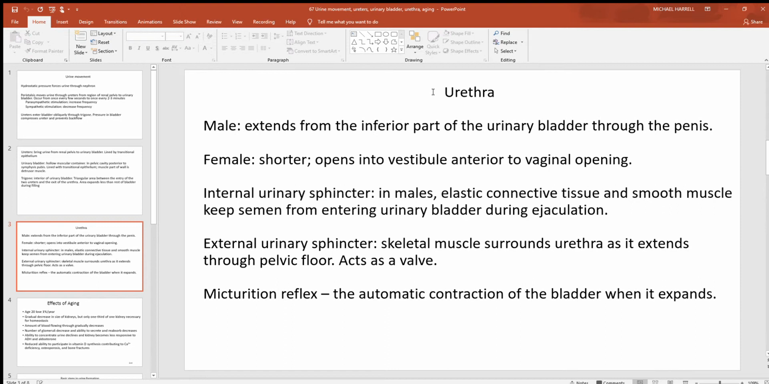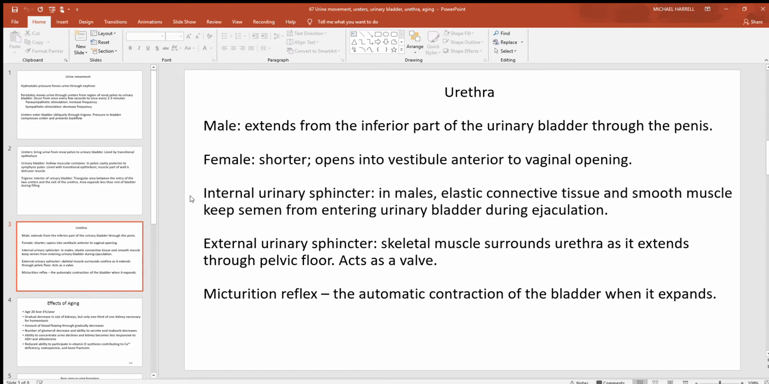You look at the urethra. This is the exit tube for the urine out of the body. You look at the 2 genders, really the only difference with the urinary system is the length of the urethra. It's much longer in males and a lot shorter in females. That's why females are more prone to urinary tract infections.